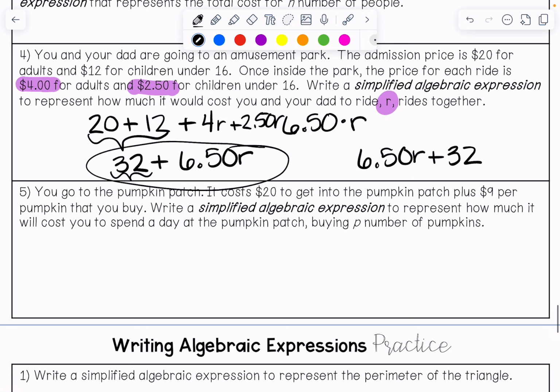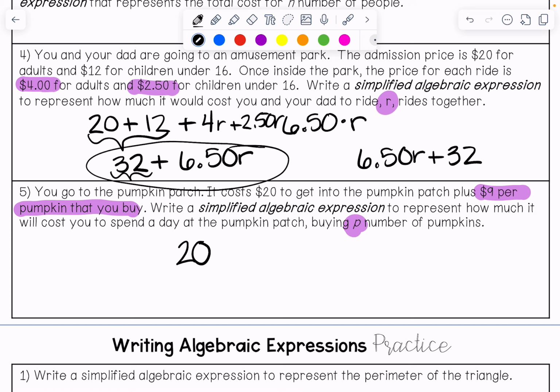All right, you go to the pumpkin patch. It costs $20 to get into the pumpkin patch, plus $9 per pumpkin that you buy. Write a simplified algebraic expression to represent how much it will cost you to spend a day at the pumpkin patch buying P number of pumpkins. So again, this time, you have to pay that $20 to get in, okay? You could go to the pumpkin patch and not buy any pumpkins, and you still spend $20. In addition to the $20, you're spending $9 per pumpkin that you buy, and we want to know how much you're spending to buy P number of pumpkins.